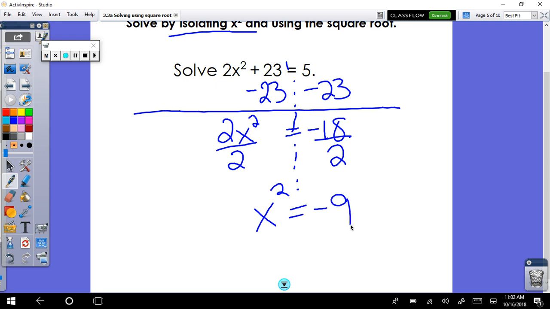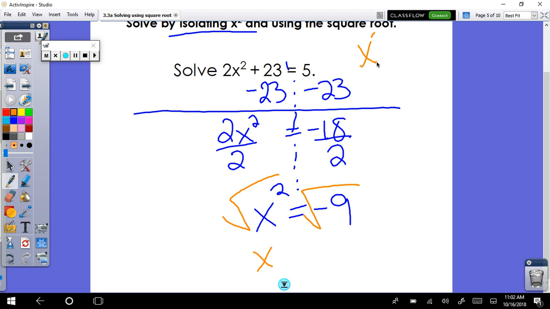And then the inverse of squaring something is taking the square root. So when I have an x squared, to get x by itself, I have to take the square root. And whatever I do on the left, I have to do on the right as well. So I'm going to take the square root of negative 9.